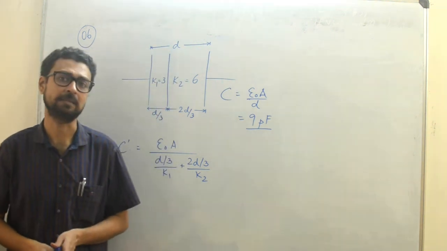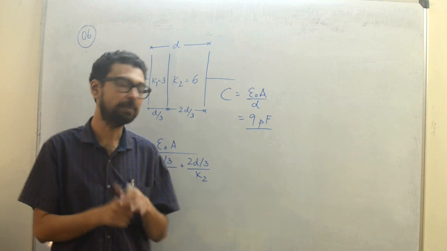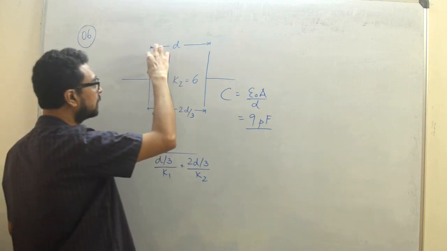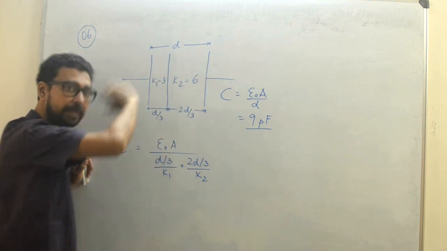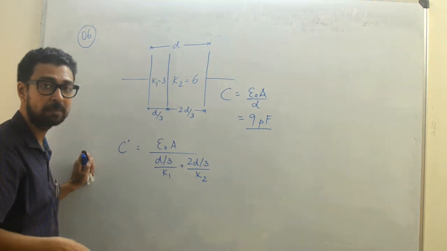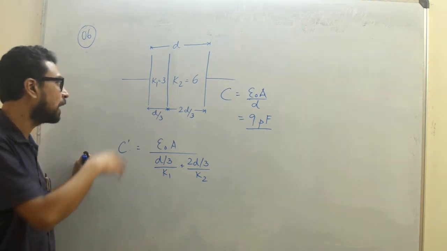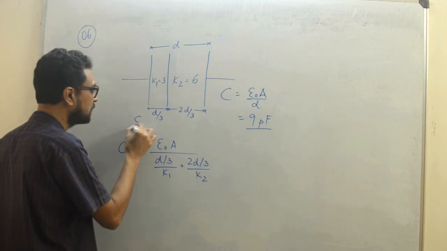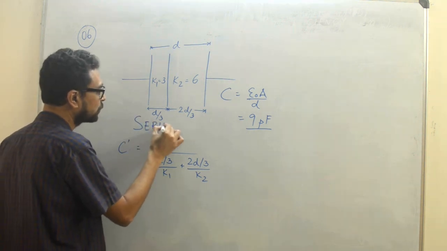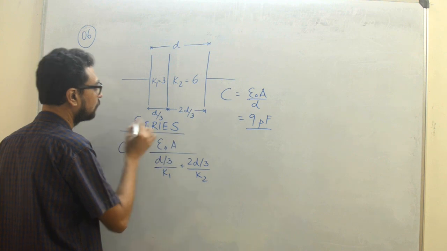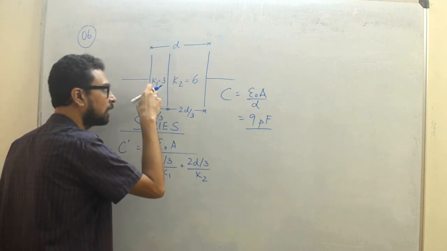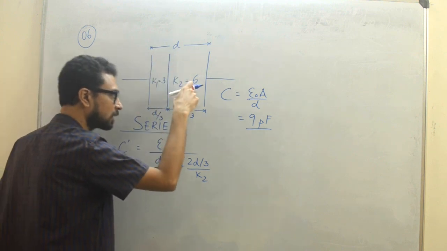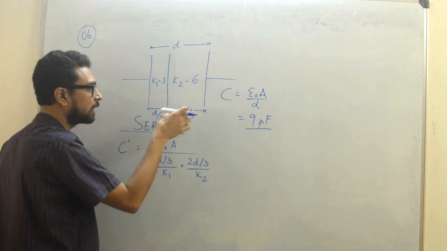It is series. When we divide the plate area, if the same thing would have happened in this fashion, that means we were dividing the area, then it would have become a parallel combination. So we have a series combination here. We can understand this is a series combination having two capacitances, one having K3 and one having K6, with the widths d by 3 and 2d by 3.